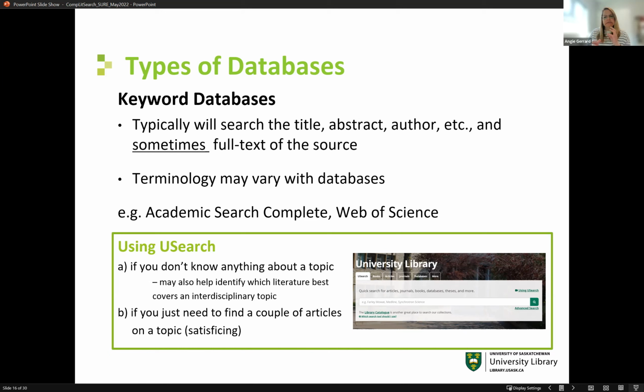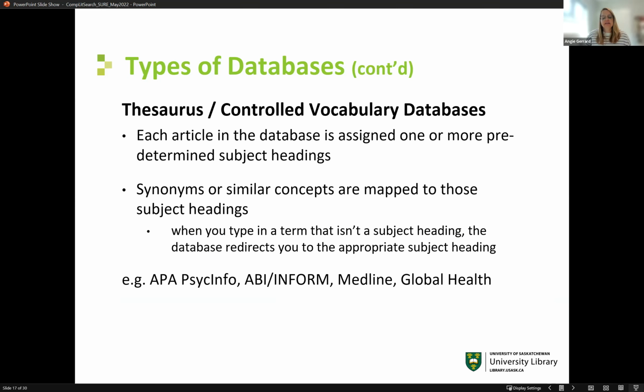It's almost like Google, where it's looking at all of our research across the subject areas. If you only need a couple articles, or perhaps you're getting started and you just want to see the lay of the land, absolutely. But whenever it comes to looking at your topic through a specific discipline lens, I wouldn't recommend using USearch at that stage. A second type of database are ones that use a controlled vocabulary.